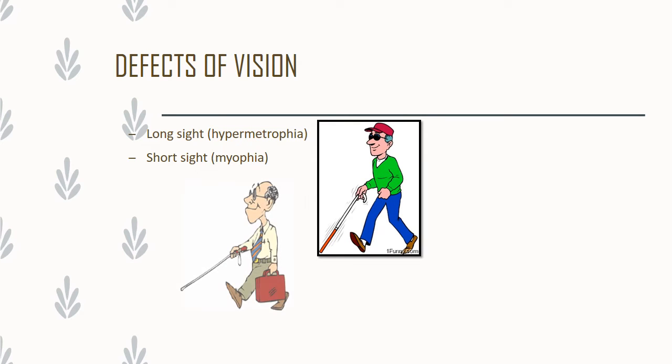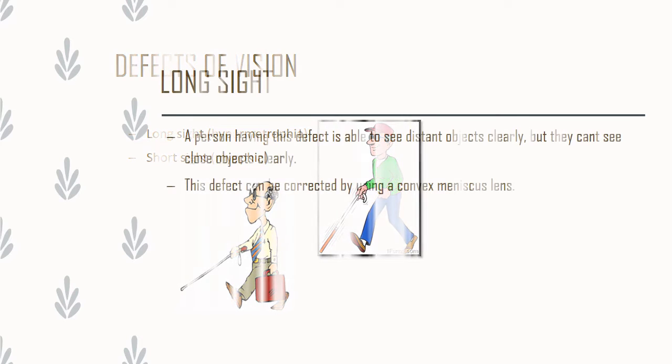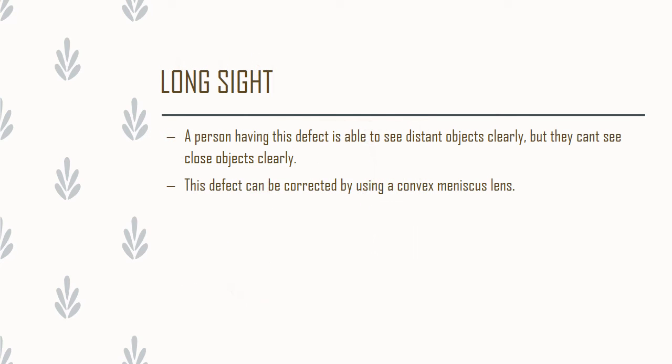Let's talk about the defects of vision. Mainly there are 2 defects of vision. They are long sight and short sight. Long sight is also known as hypermetropia, and short sight is also known as myopia.